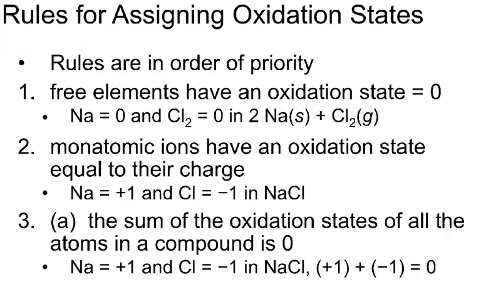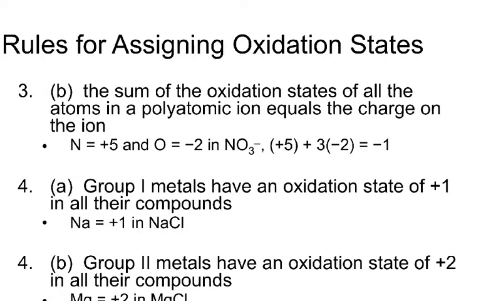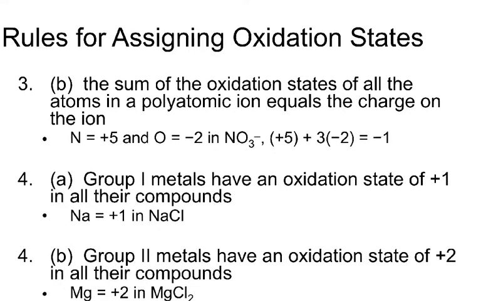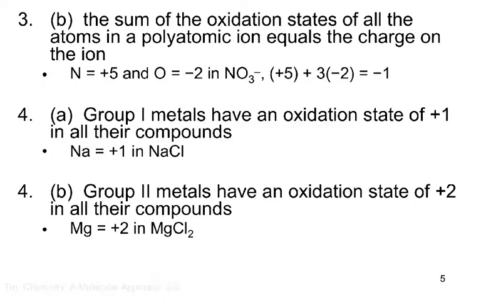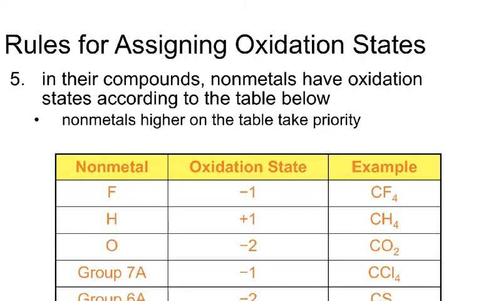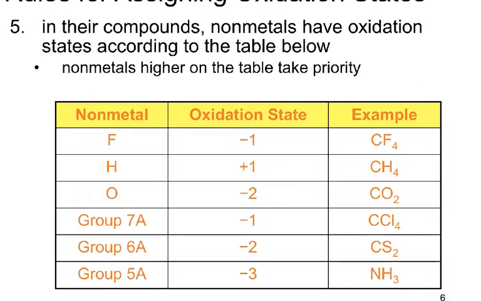When you add up oxidation states for all of the atoms in a compound, it needs to equal 0. Or if you're looking at a polyatomic ion, the sum of the oxidation states adds up to the charge on the ion. Then when we're looking at compounds, group 1 metals have an oxidation state of +1. Group 1 is the alkali metals. Group 2 metals have an oxidation state of +2. That's the alkaline earth metals. And then rule 5 here is really the one that most of those other ones are pretty intuitive.